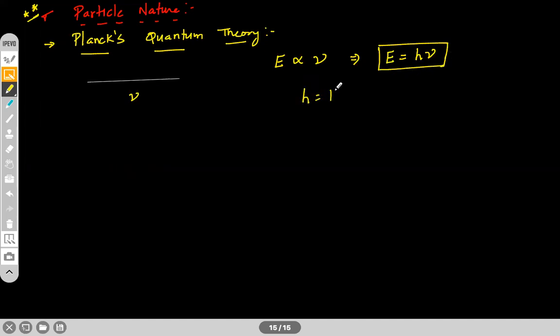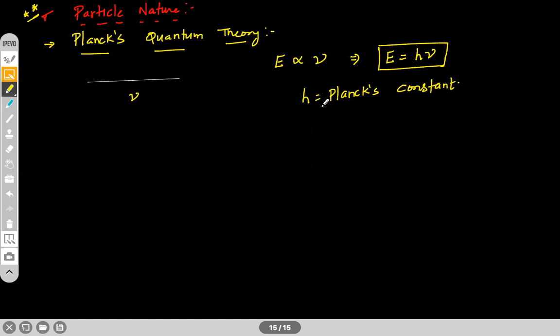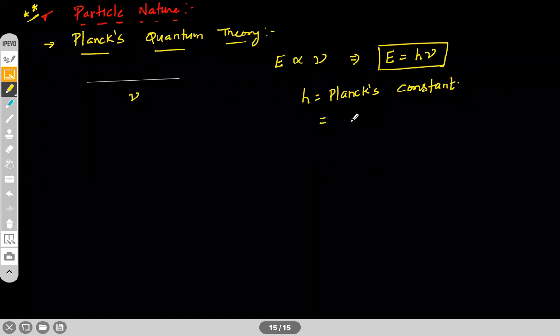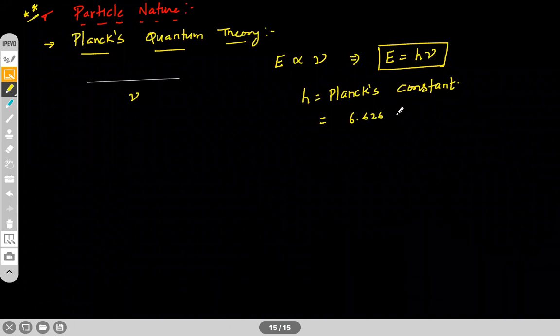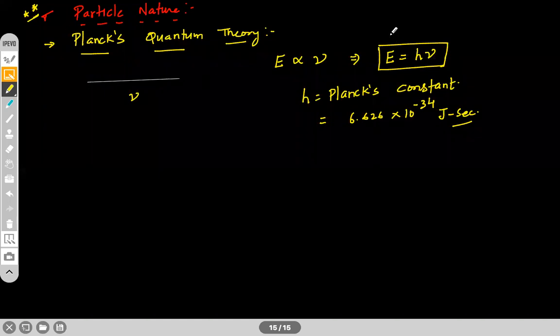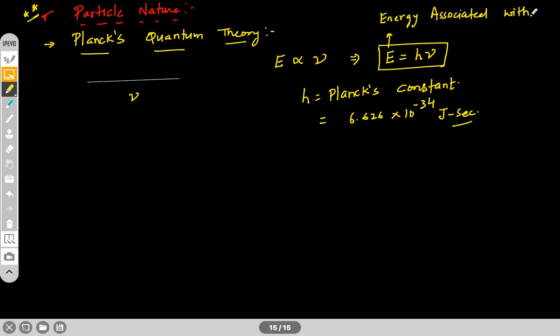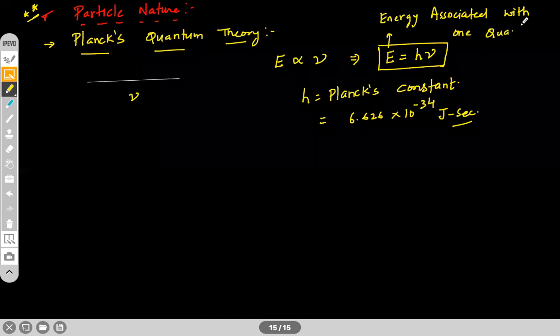What is h? h is the Planck's constant. This value you should memorize: 6.626 times 10 to the power minus 34 joule second. So this is the energy associated with this frequency. E is the energy associated with one quantum of frequency nu.